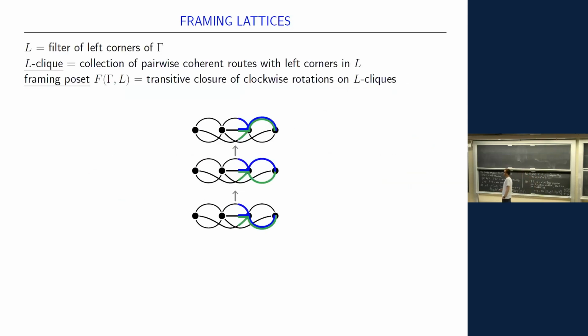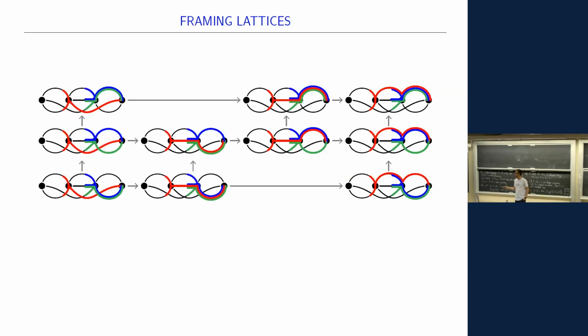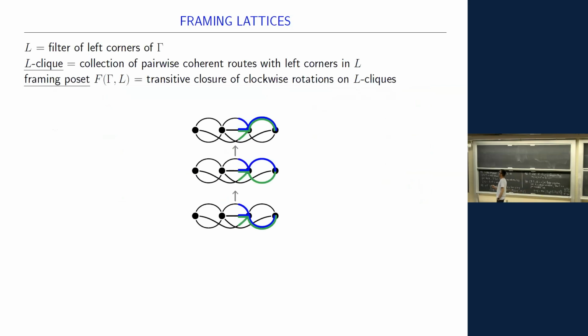And I need a slight generalization of these framing lattices because I want to make induction. It's difficult to make induction directly on this lattice by deleting vertices and things like this. It's easier to do it the way I will present. So I start with a filter of left corners, which means a set of left corners which is closed going to the right. Okay, so it means I just remove some corners on the left.